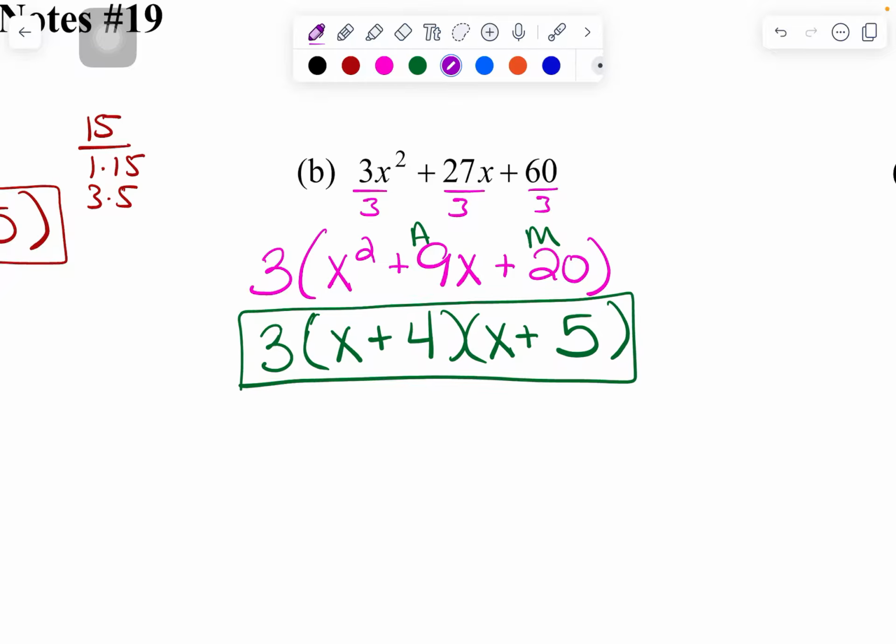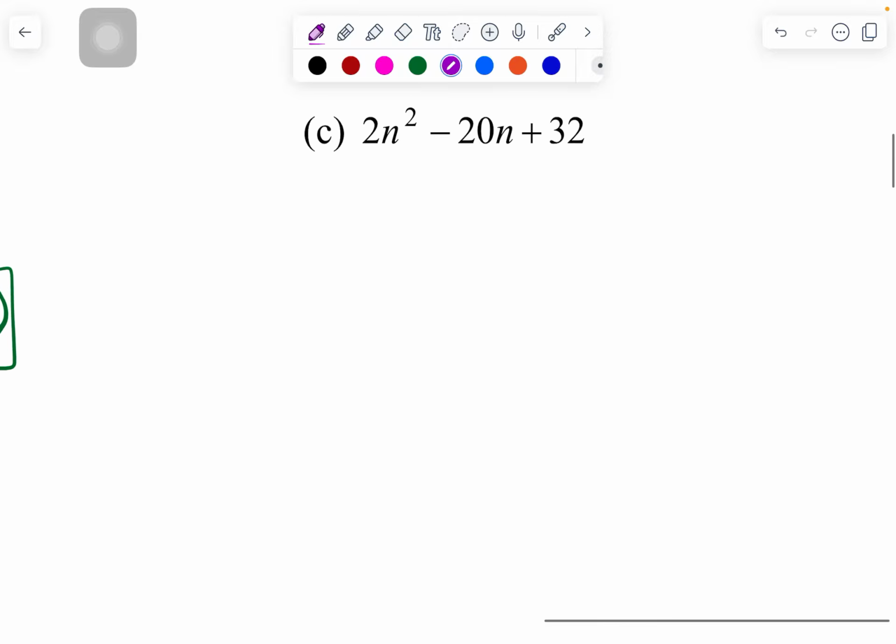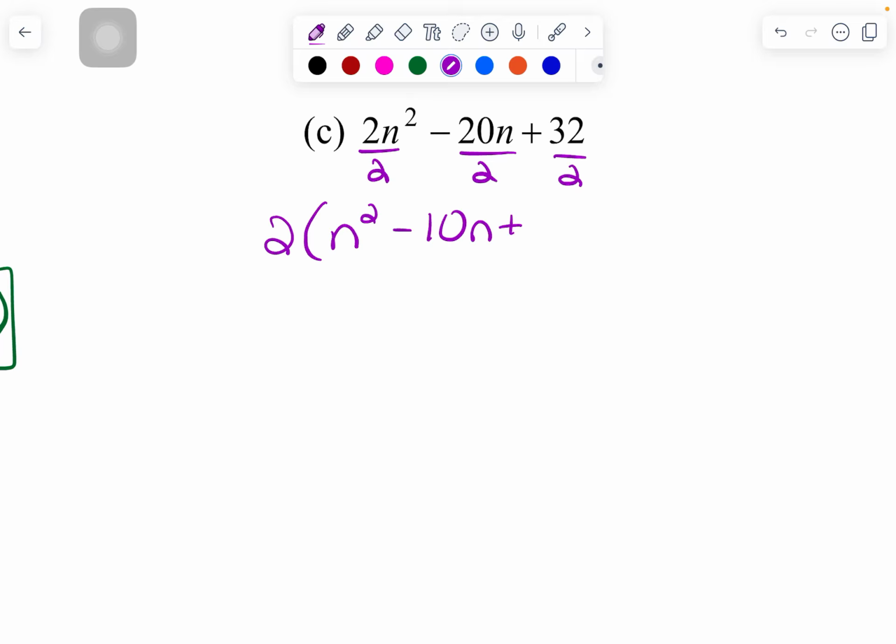All right, sliding on over to part C here, I'm going to do the same thing I've been doing, which is, of course, asking myself, do I have a GCF? And the answer is yes. I can factor out a 2. So if I factor out a 2, n squared minus 10n, and then plus, let's see, that's a 16. So if I were to try to keep going here, can I find two numbers that multiply to a positive 16 and add up to a negative 10? And I've already got the numbers in my head. I don't know about you guys.